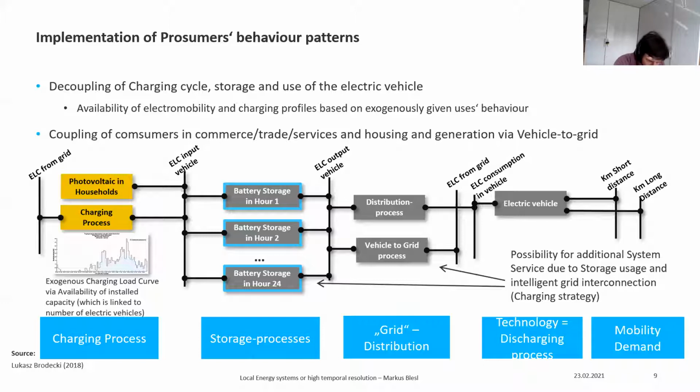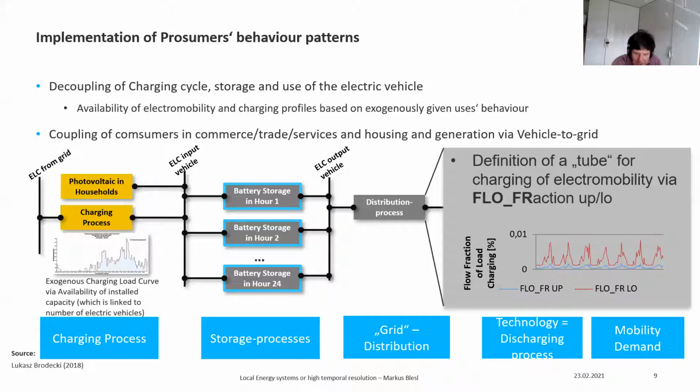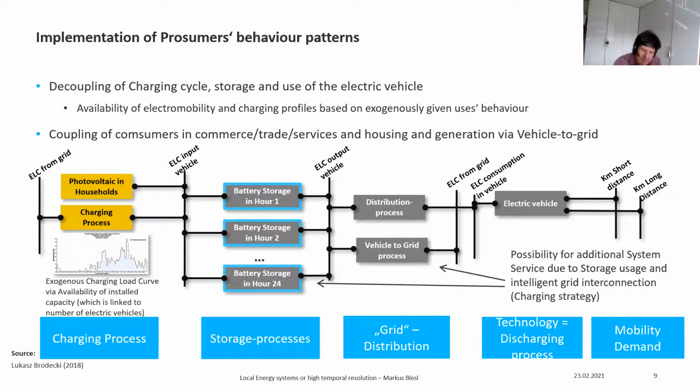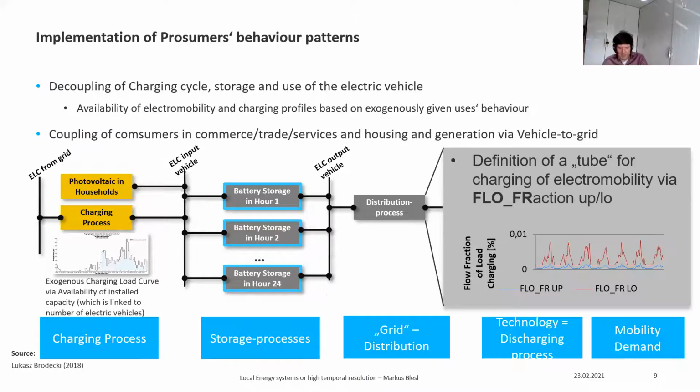So the vehicle to grid is going in the same direction as we have with the flow fraction. We say in this time, when is it possible that we add, or when we have this charging strategy back, and so it's also modeled in this way, like a distribution process with a definition of this flow fraction.